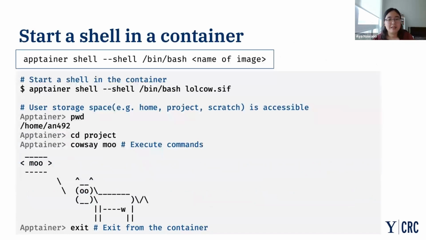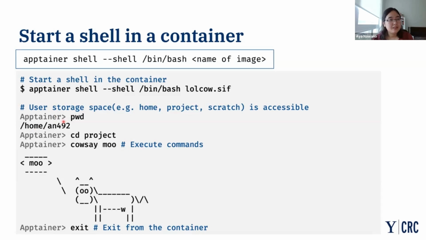Now, once you have an Apptainer image, you can interact with it in a few different ways. First, we will learn how to start a shell in a container using Apptainer. The command we'll use is apptainer shell --shell /bin/bash name of image. This command opens up an interactive shell inside a container. In this case, we're using the lolcow.sif image, and we can start a shell inside this container with this command. The prompt will change to indicate that you are in the Apptainer shell.